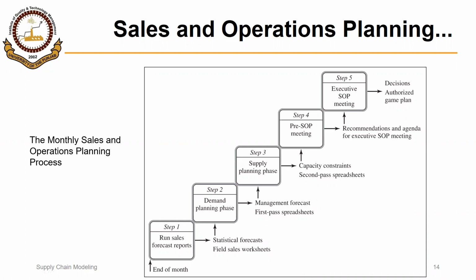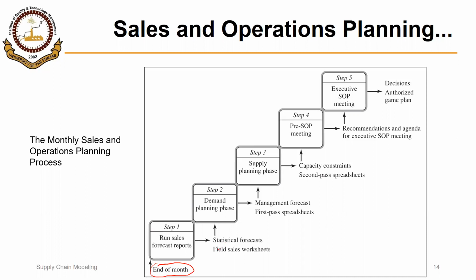Generally, the process starts at the end of the month, and in step one, the performance during the previous month is analyzed. For example, what was the planned production and what has been the actual production, what was the planned level of inventory and what has been the actual inventory at the end of the month, what was the sales target and what has been the actual sales, and so on.